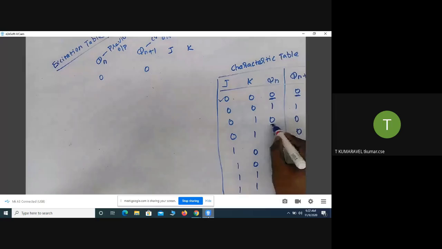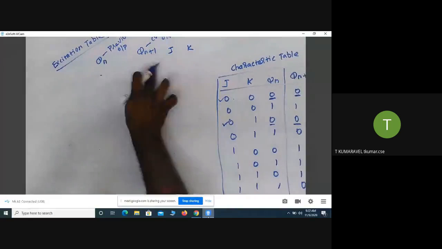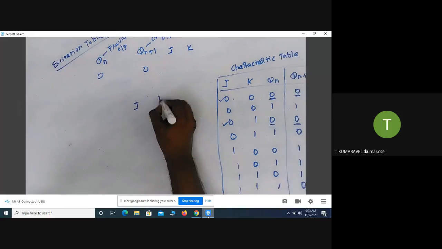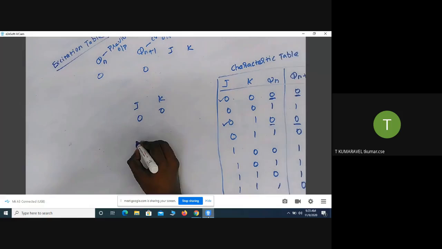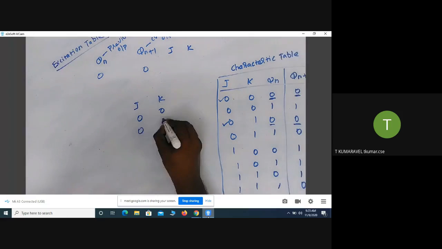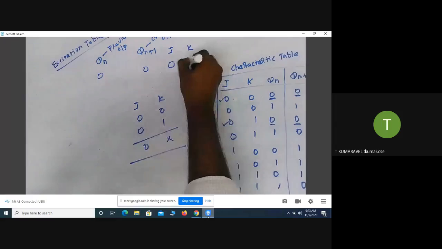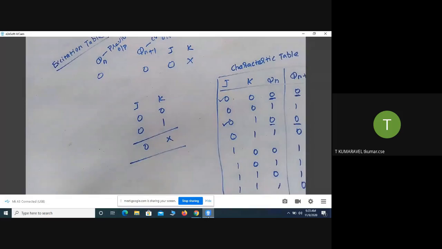Here, one of the combinations for J K is 0 0. Another combination is 0 1. In the places where the value is changed, that can be denoted as a don't care. So now, 0 and don't care condition. Is it okay for you?